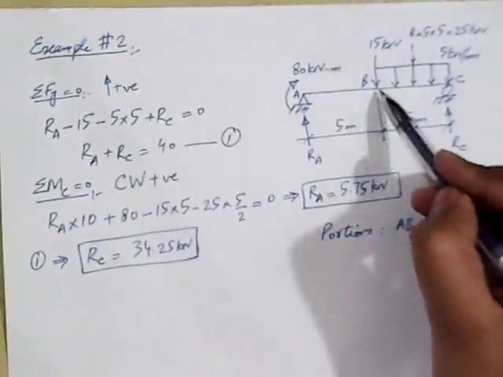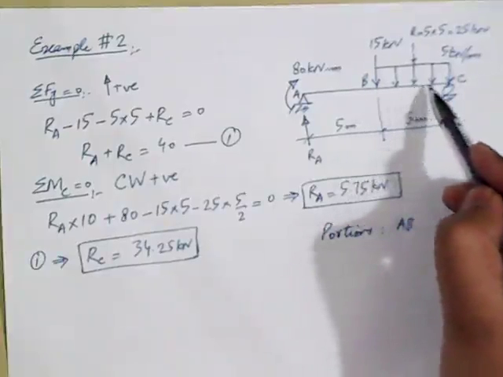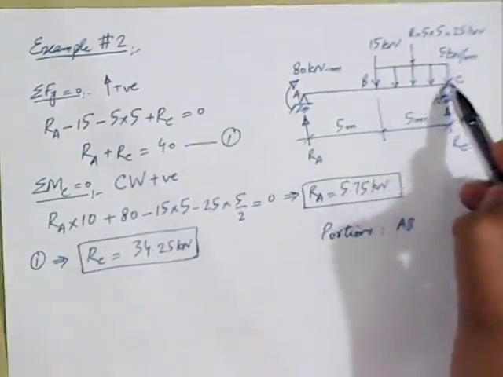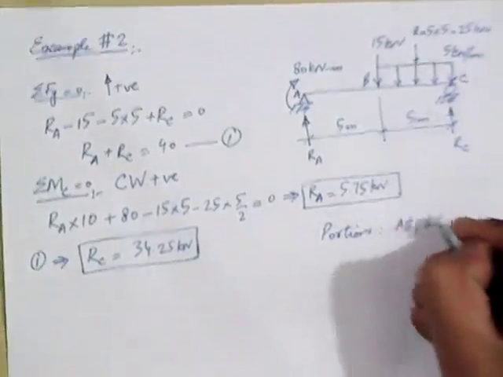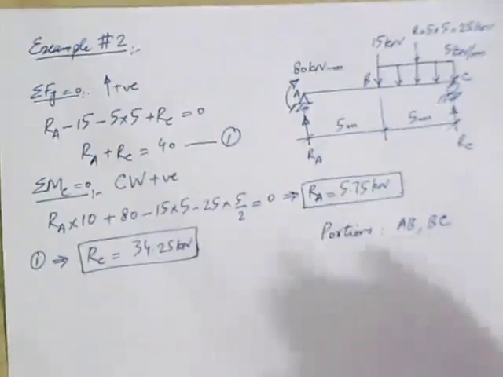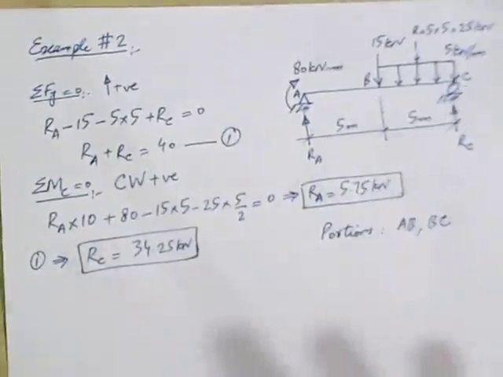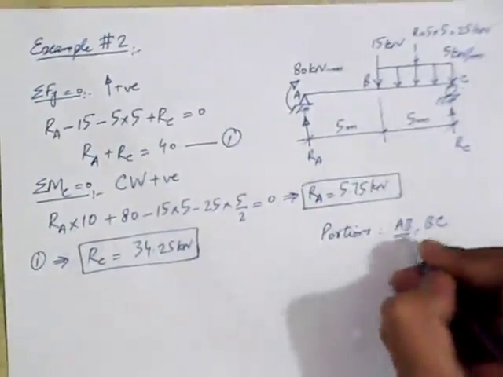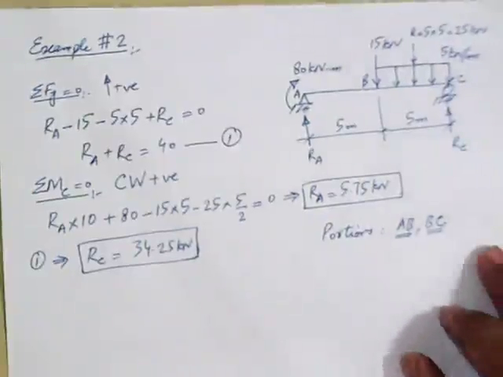we have a UDL. A UDL is starting at point B, and as we move in the rightward direction we have this UDL, and it ends at point C. So our next portion should be BC, and this brings us to the end of the beam. It means that we will have two sections, two portions in this beam, portion AB and portion BC.